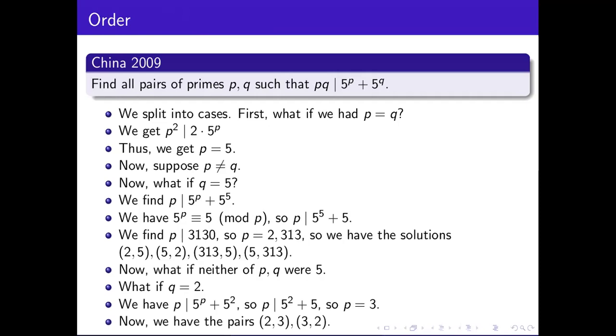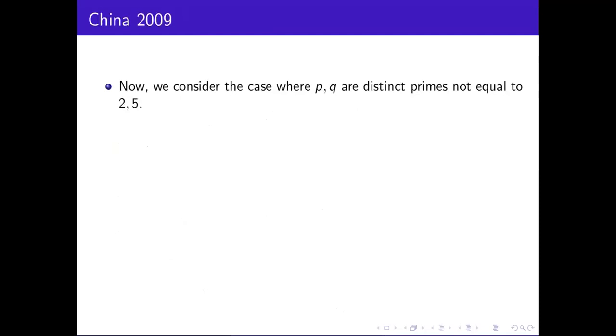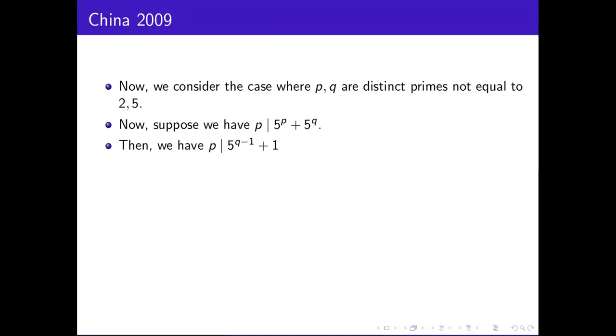And so now we end up with our final case of what if they're different and not equal to 2 or 5? Right, well, now what? Well, basically, we suppose we have P divides 5 to the P plus 5 to the Q again. And we can reduce 5 to the P into 5 again. And we can take out a factor of 5 because we know that P isn't 5, right?